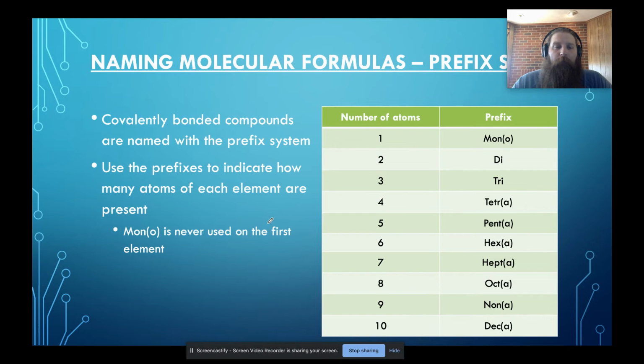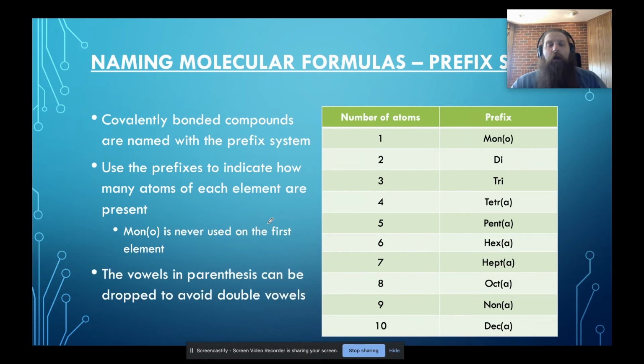Okay? For the most part, a couple of rules go with us. Number one, you never use mono on the first element. That'll make more sense in just a second. And the vowels in parentheses can be dropped. So if I have one atom, we say mono. 2 is di, 3 is tri. 4 is tetra, all right? Think like Tetris, the video game, which has, I don't know if you know this, 4 shapes. How about that, right? A box, a line, an L, and a T.